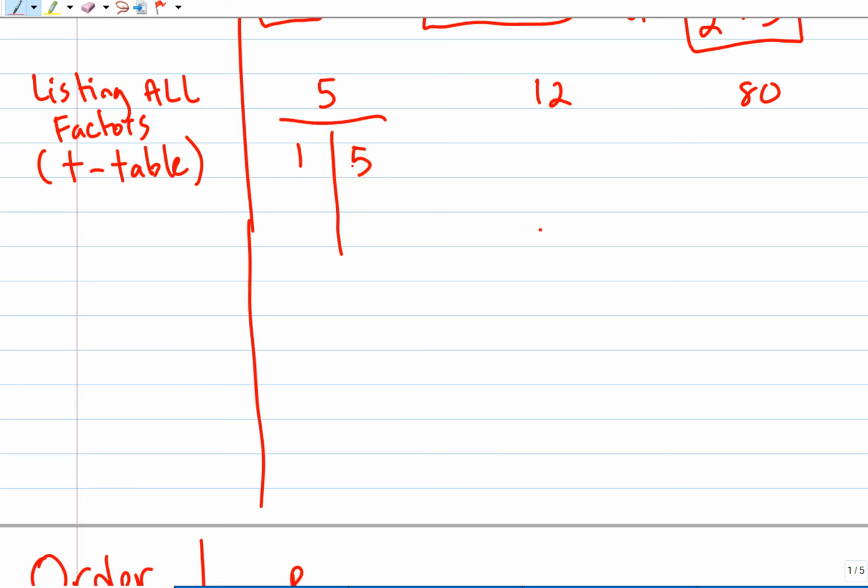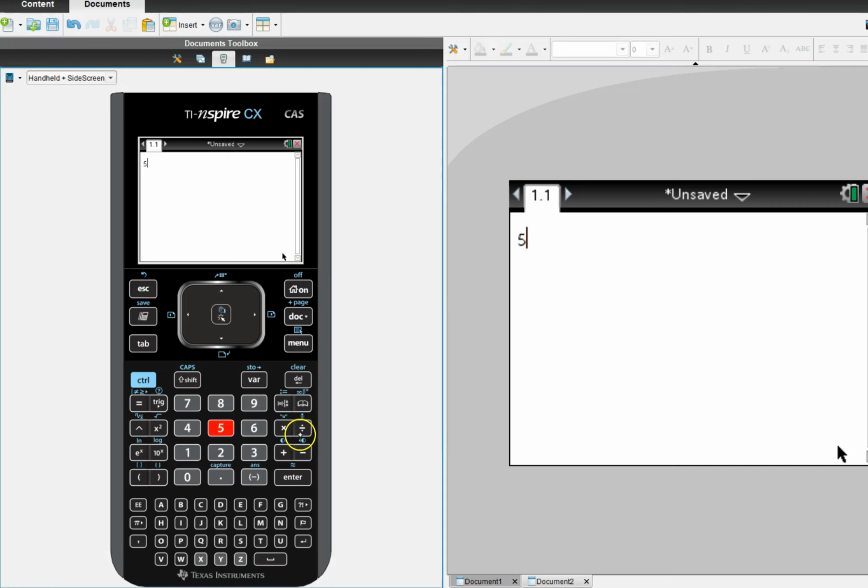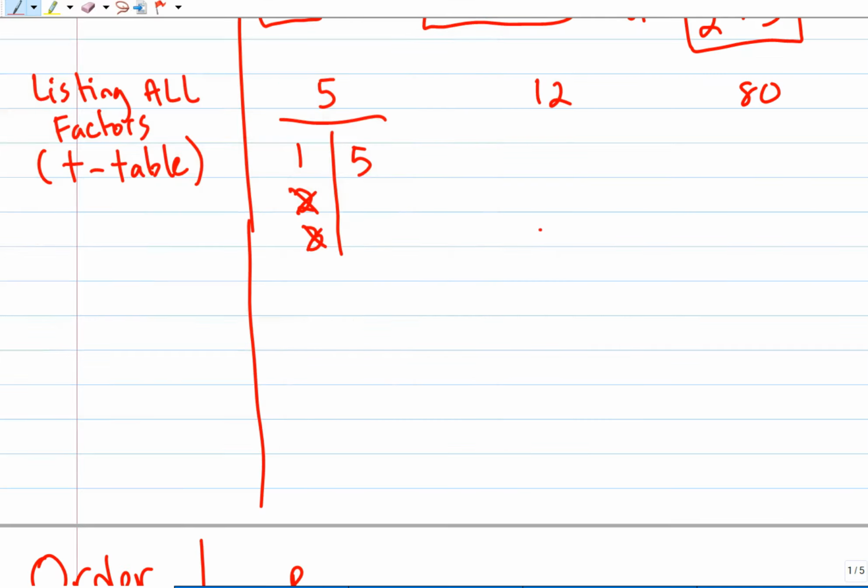5. After 1, I would check 2. 2 doesn't go in there evenly. After 2, I would check 3. 3 doesn't go in there evenly. If you're not sure, feel free to use some technology and do, let's see, 5 divided by 2. And you go, well, look, that doesn't go in there evenly, so it's not going to be one of our numbers here. We are at 3. 4 does not go in evenly. So this is it. This is all the factors of 5. That's also a way of verifying it's prime. All the factors of 5 would be 1, 5. That would be all factors.